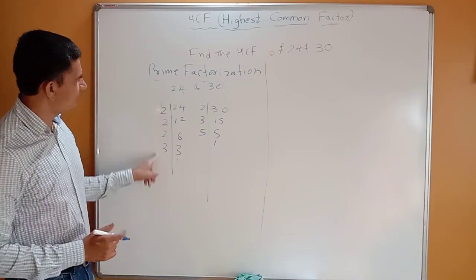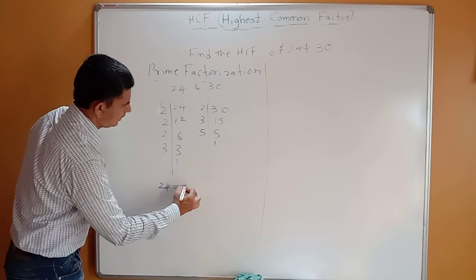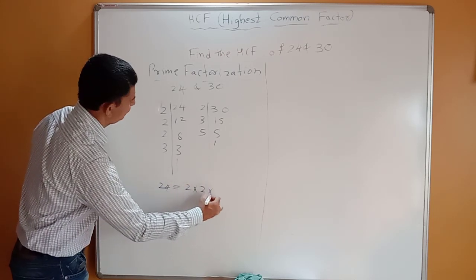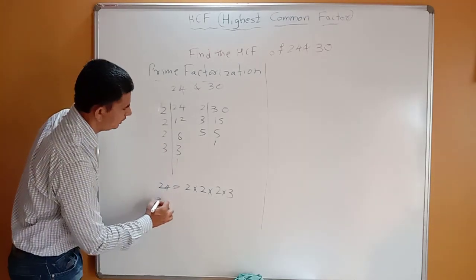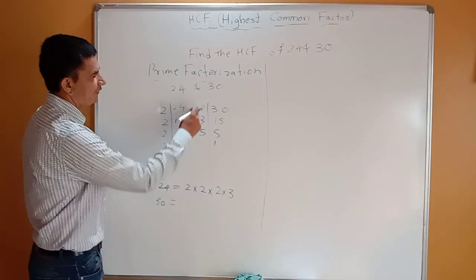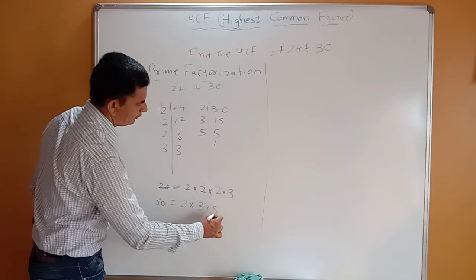Now we have to list out these factors. 24 is 2 into 2 into 2 into 3. All these factors we have to list out, and we have to list out the factors of 30 also. 30 is 2 into 3 into 5.